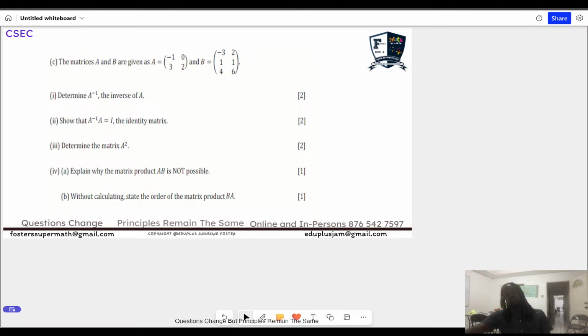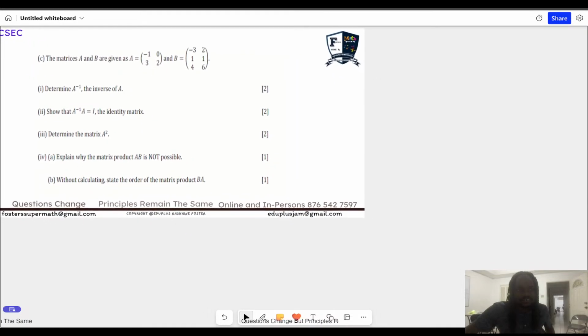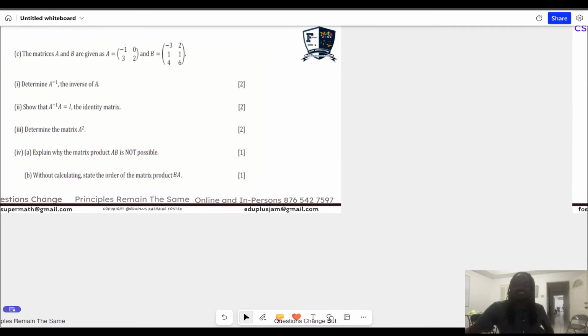Alright, let us go. Let us see if any of you will be able to get these. So question 1, determine the inverse of A. That should be pretty simple. We know exactly what we need to do to figure out the inverse. Remember, A inverse equals 1 over the determinant of A, and then you multiply that by the adjoint.